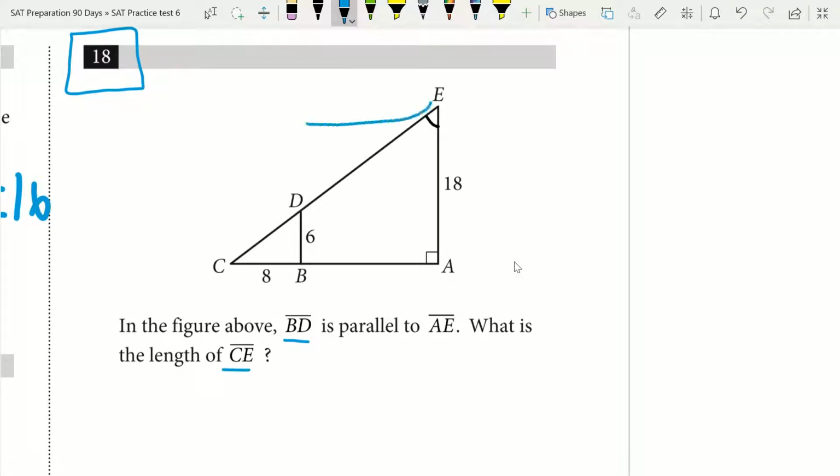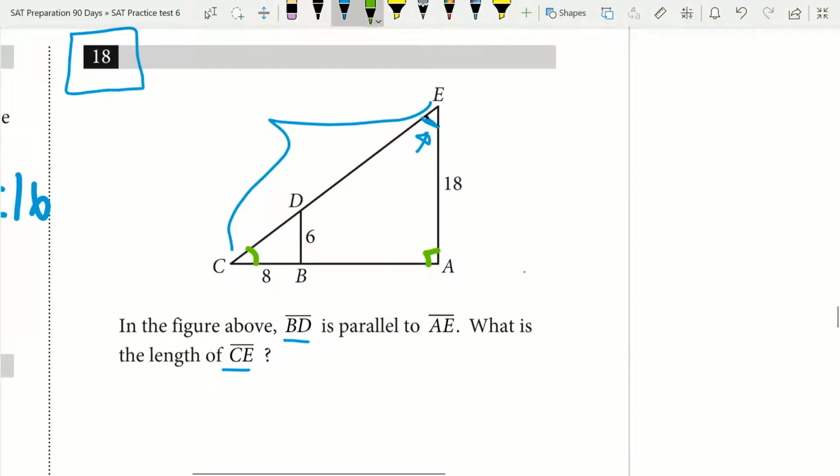So we're going to look for this length right here, from C to E. The thing I see immediately is that we have similar triangles. How do I know that I have similar triangles? Well, I have a shared angle at CEA, this angle E right there, I'll put it in blue. And then I also have a shared angle at C, and a shared right angle here. So I know I've got similar triangles from that.